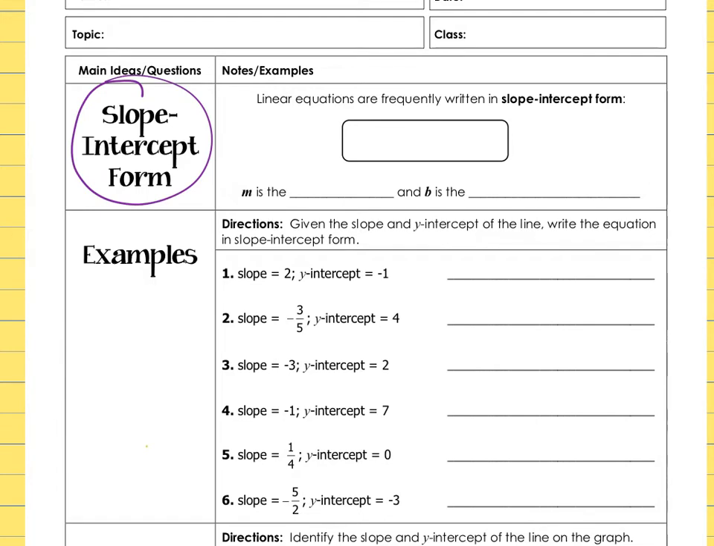Your notes, of course, should match what you're seeing here. Linear equations are frequently written in slope-intercept form. And that looks like this: y equals mx plus b. This is a staple equation in high school mathematics, and it's something that we are going to continue to see, not just in Algebra 1, but also geometry and Algebra 2. So it's important that you get this down, all right?